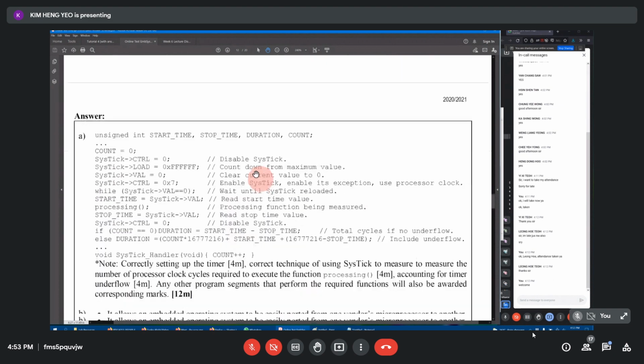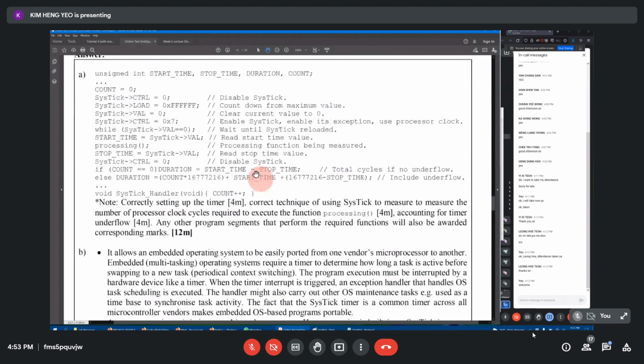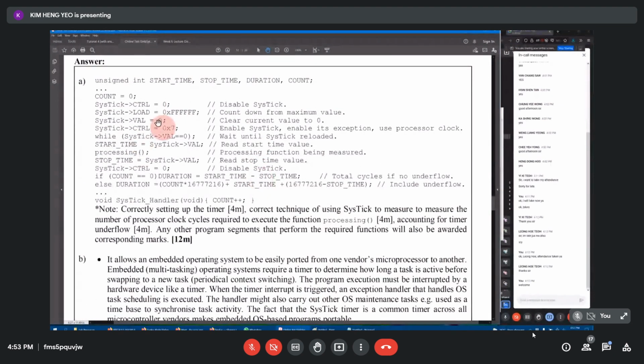How do we do this? Let's look at the answer. Okay, so I'm going to need some variables. I'm going to need one variable called start time, one variable called stop time, because I need to measure the start time and the stop time.